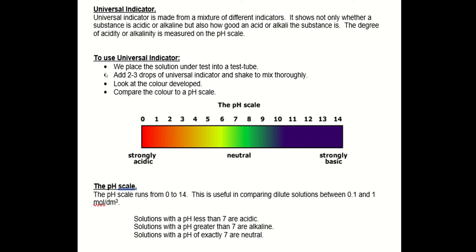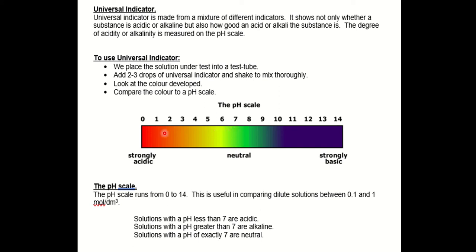So the pH scale, if we want to use the universal indicator solution, what we do is we place the solution under test into a test tube, add a few drops of universal indicator and shake and mix it thoroughly. And then you look at the colour developed and you get different colours. And depending on the colour, you match it to the scale. So for example, if things are neutral, they tend to be green in colour with universal indicator.